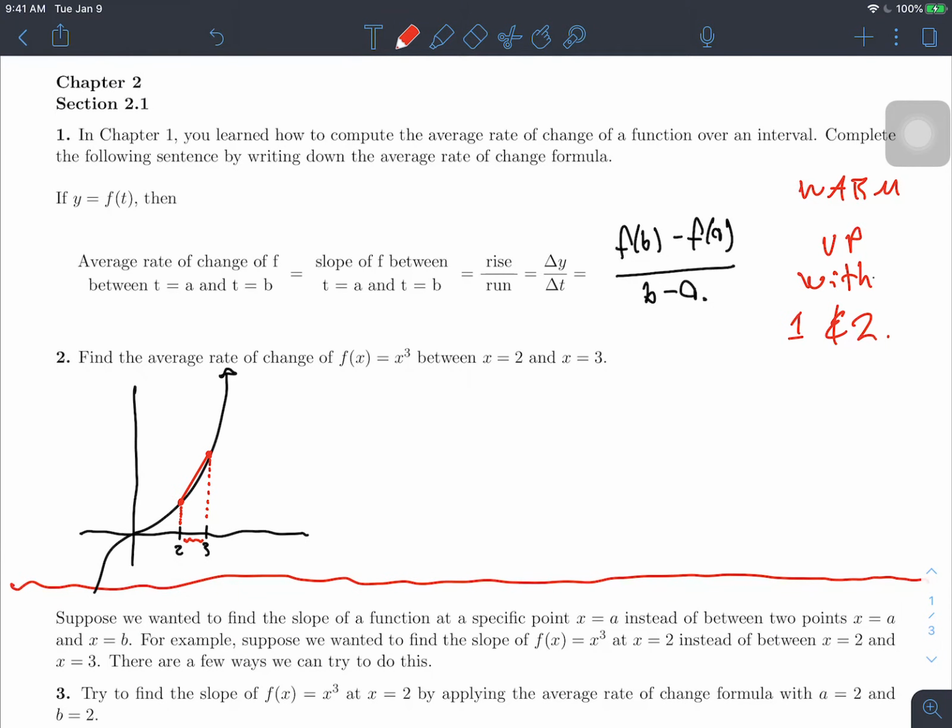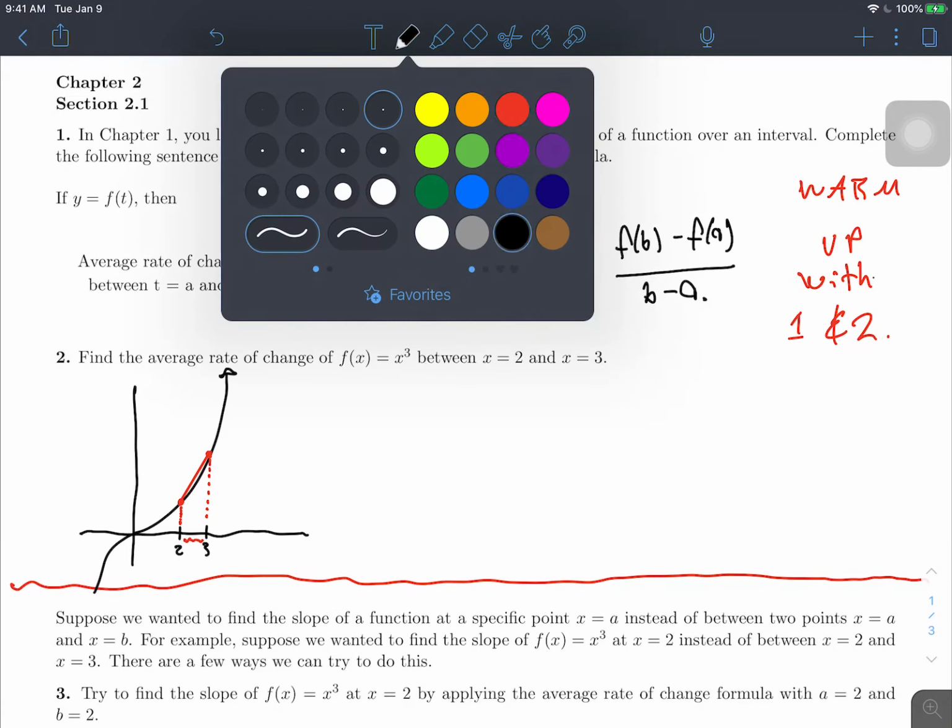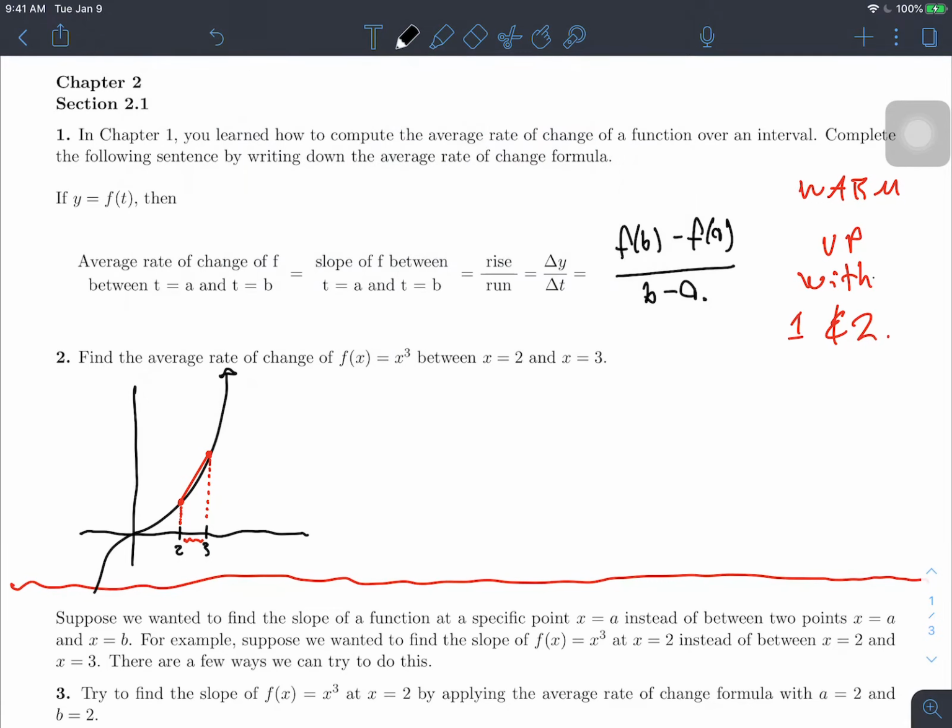Okay, so let's go ahead and use the formula that Mary provided for us. In our case, a is going to be 2 and b is going to be 3. So what we want to do is f(3) minus f(2) divided by 3 minus 2. So we just get 1 on the bottom. That's nice.